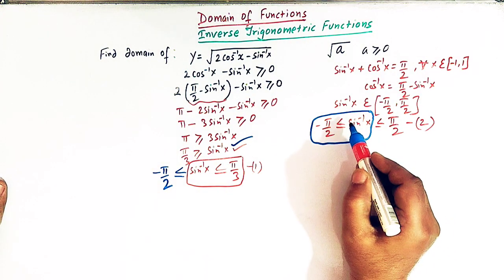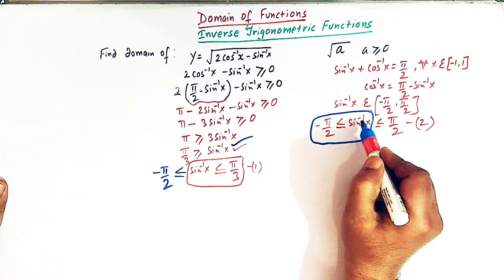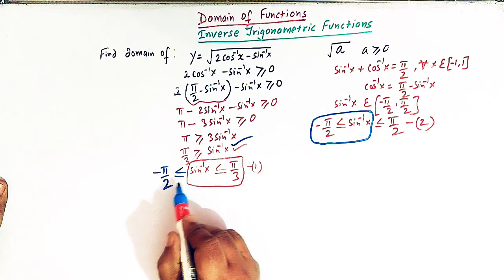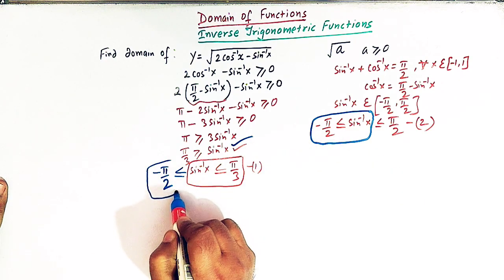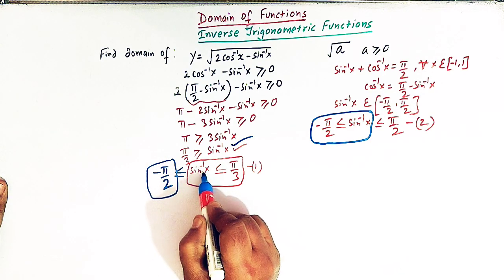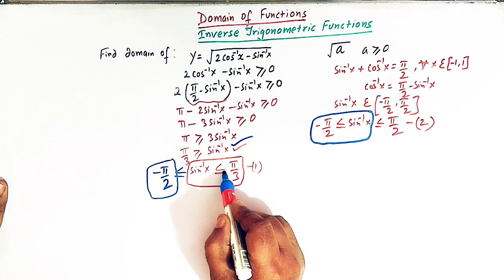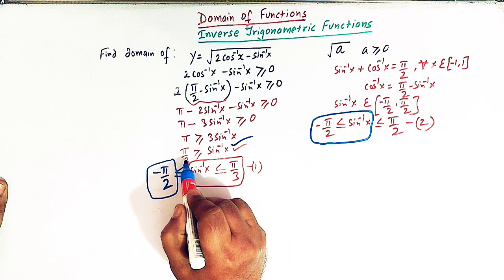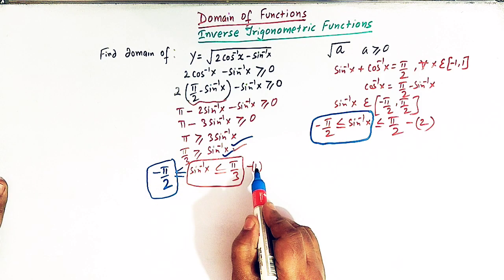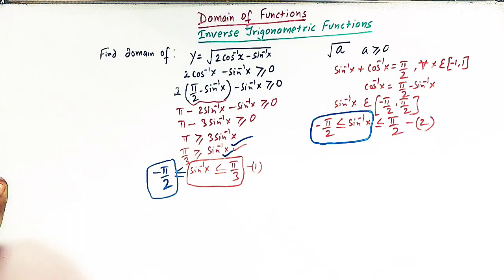So what we have done here, from this inequality, we have taken this part, that is sine inverse x is greater than or equal to minus pi by 2. So here we have inserted minus pi by 2, so that sine inverse x is greater than or equal to minus pi by 2, but it is less than or equal to pi by 3 due to this inequality, right? So now let us take the sine of all these three numbers, right?